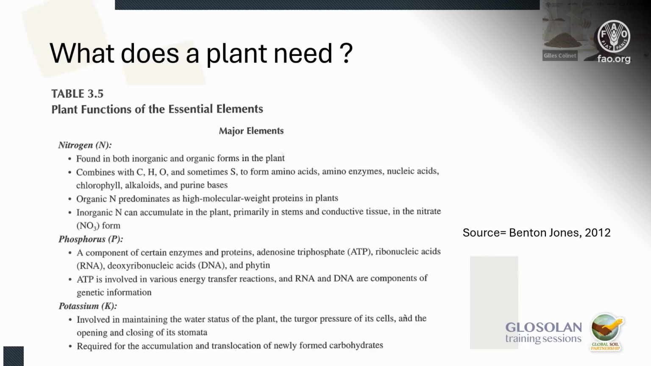Potassium is involved mainly in maintaining the water status of the plant. It is the concentration of potassium that gives the vigor of the plant and makes water go into the cells and maintain a kind of internal pressure. So it's a very important element regarding that aspect. It also has a major role in the accumulation and translocation of carbohydrates in the cells.